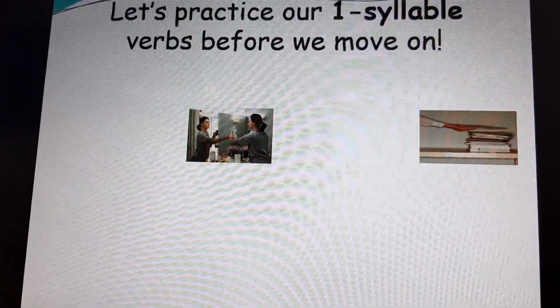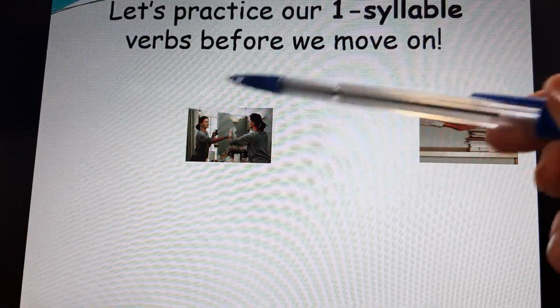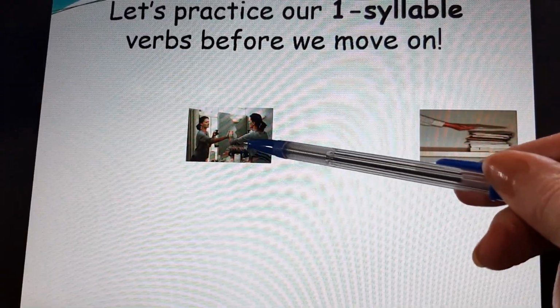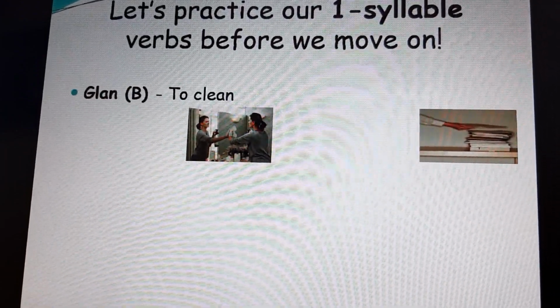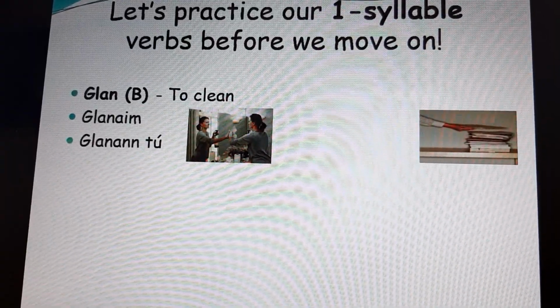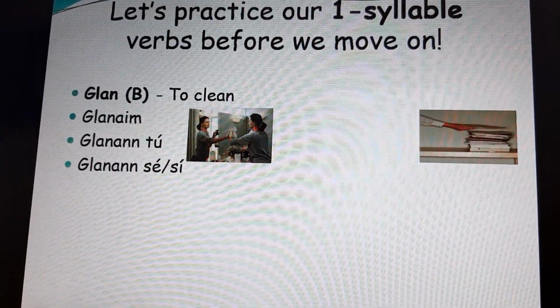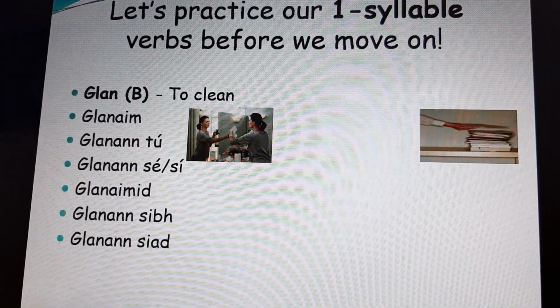There's a couple of examples. Let's practice the one syllable verbs before we move on. So you might be able to guess that this is glan, and this one here is cuir. Glanaim. I clean, you clean, he or she cleans, we clean, yous clean, and they clean.